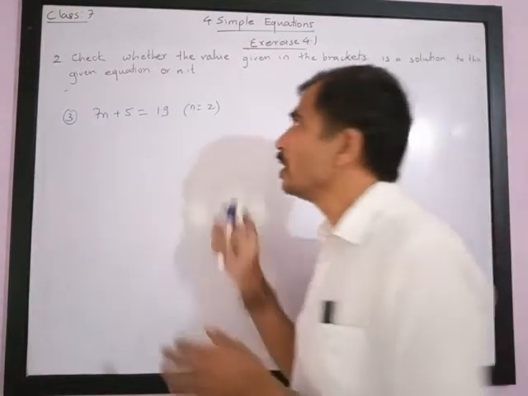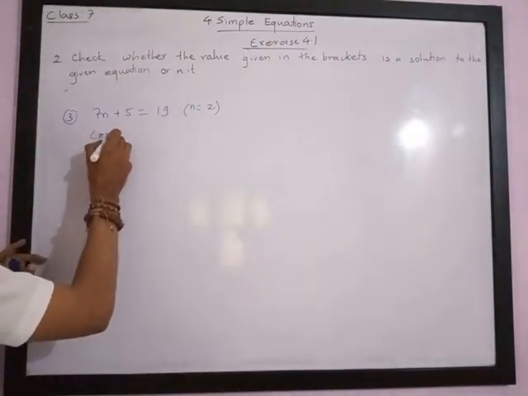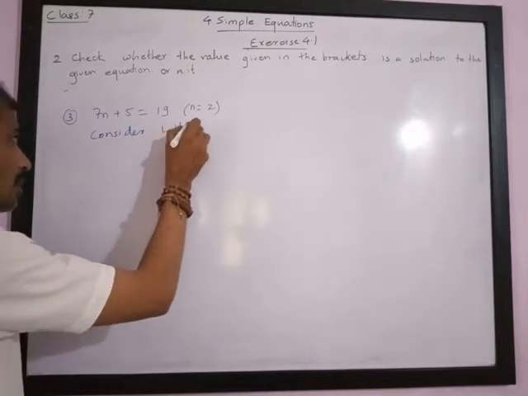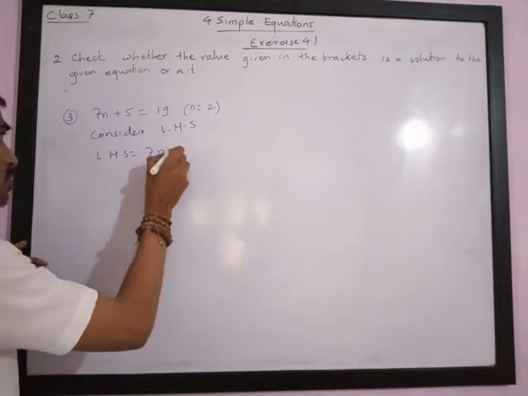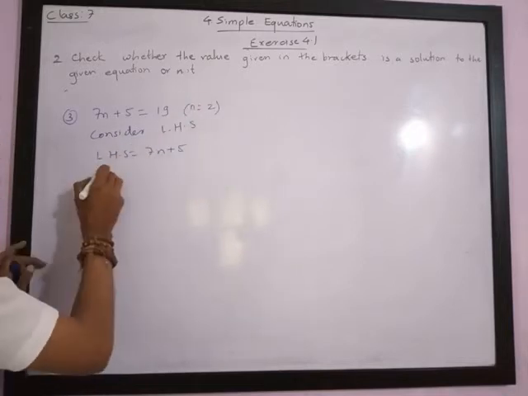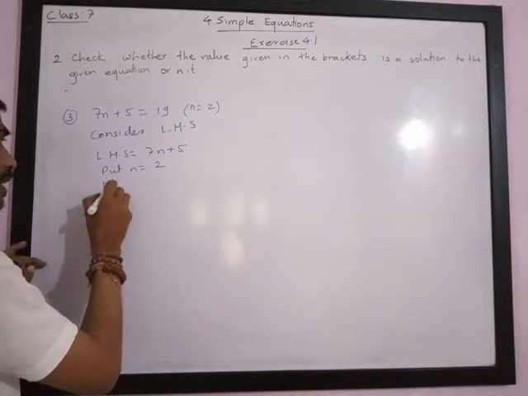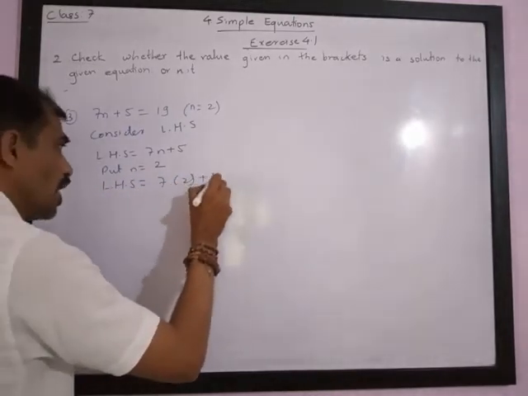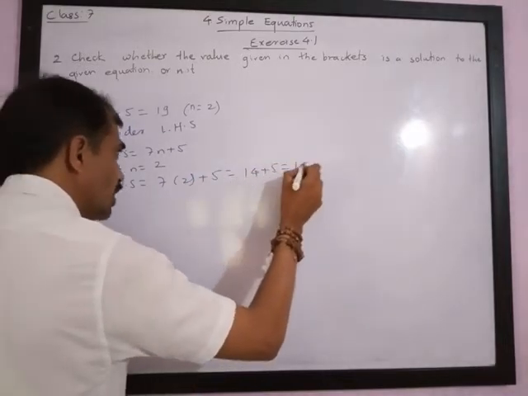So here, first we have to consider only the left hand side. LHS is equal to 7n plus 5. In this you have to put n is equal to 2. So you will get LHS is equal to 7 multiplied by 2 plus 5, that is equal to 14 plus 5, that is equal to 19.